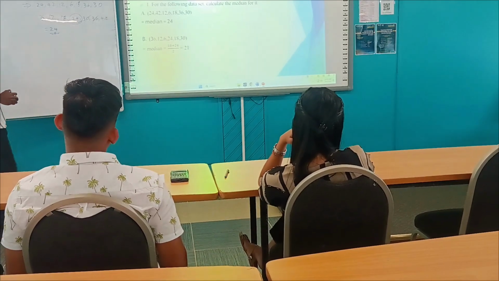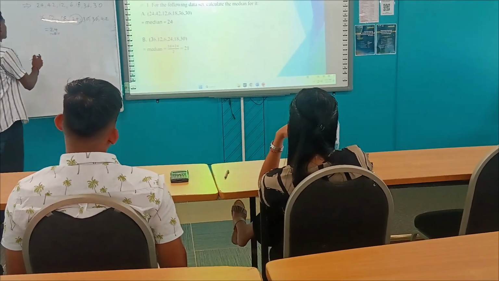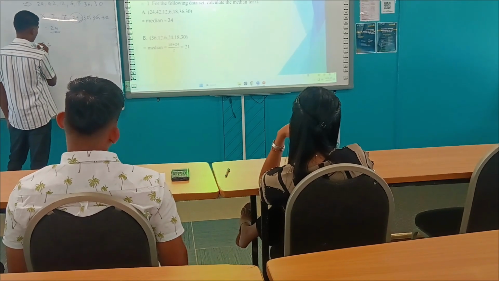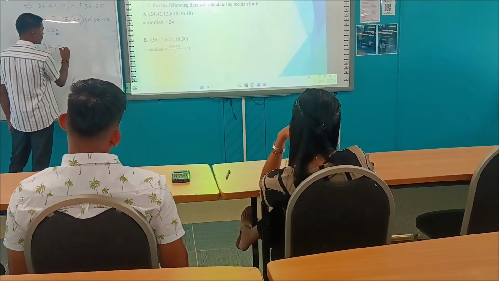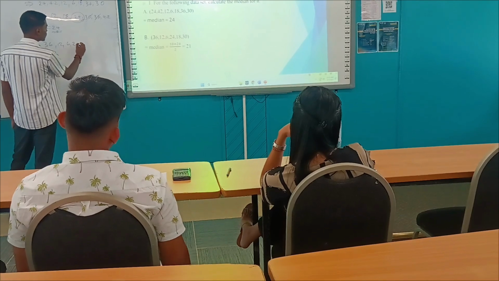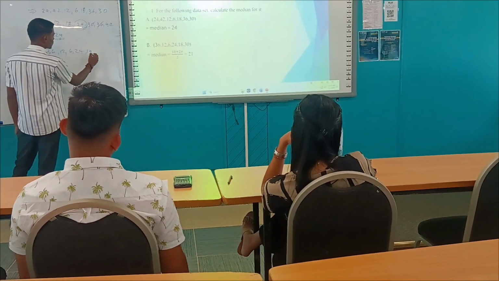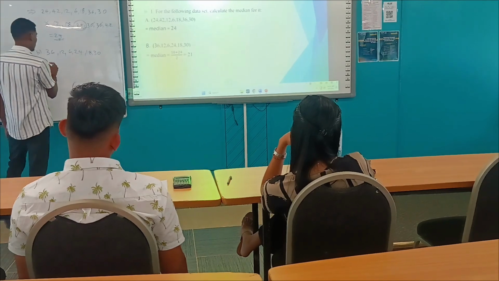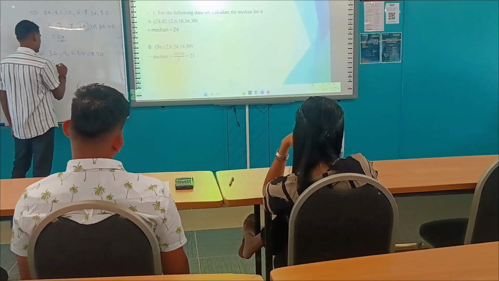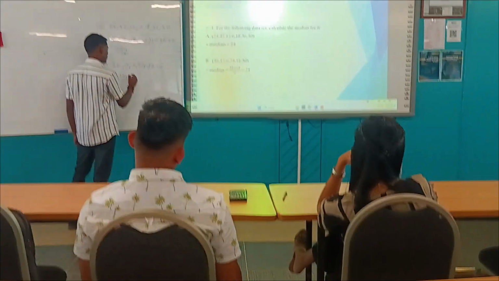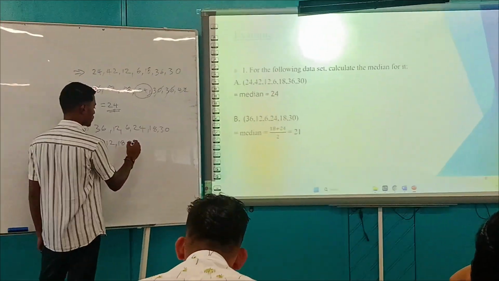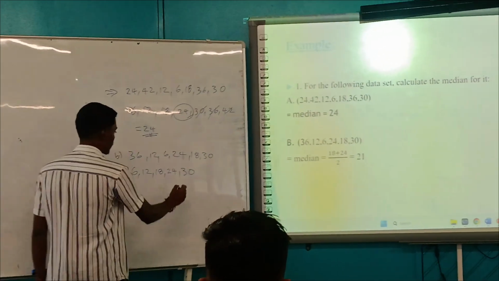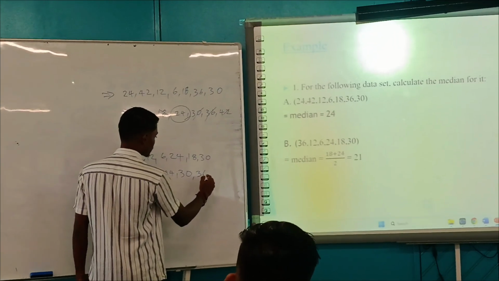So you understand? Next thing, 46, 12, 6. We will do the same in this case. We will arrange them in ascending order. So that we are going to cancel out again.